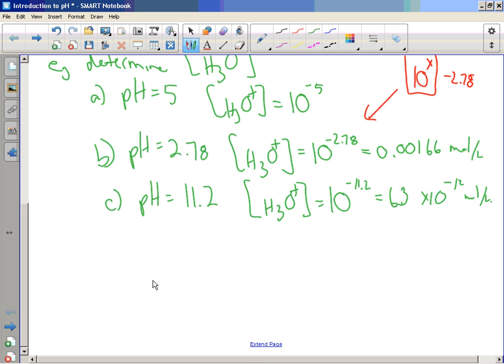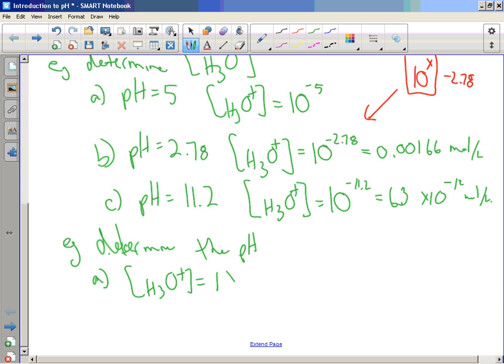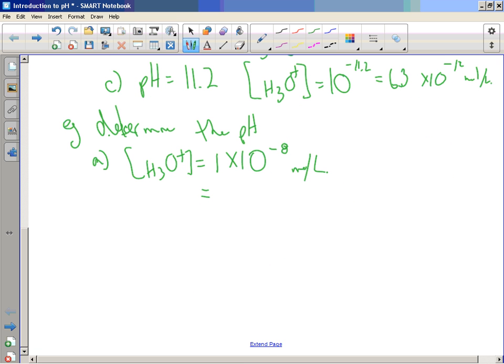Let's now do some calculations with pH. Determine the pH. A. H3O plus equals. I'm just making this up as I go. Let's go with 1 times 10 to the -8 moles per liter. Now this one was designed to be an easy one. 1 times 10 to the -8 is really the same as 10 to the -8.